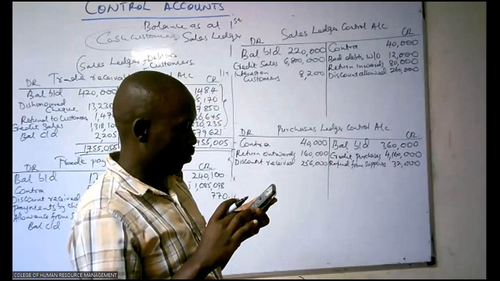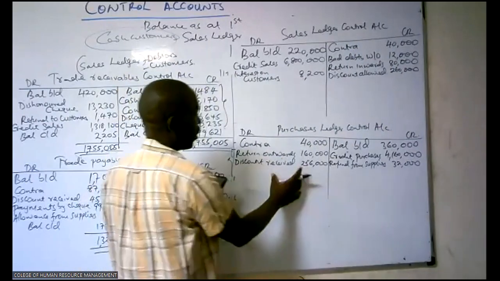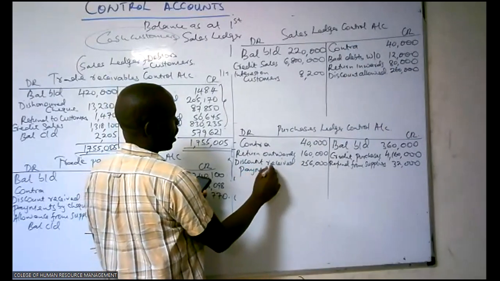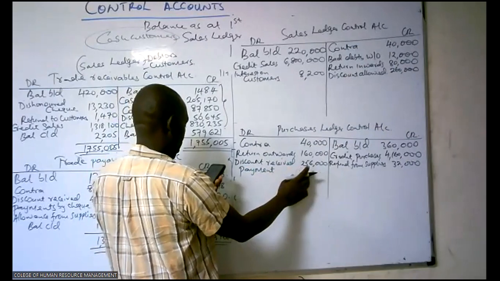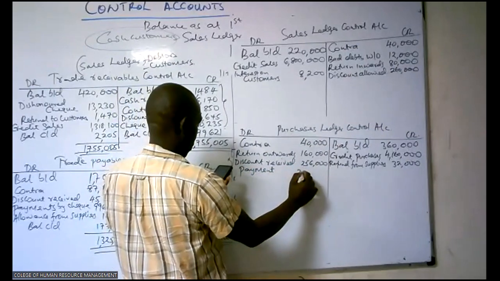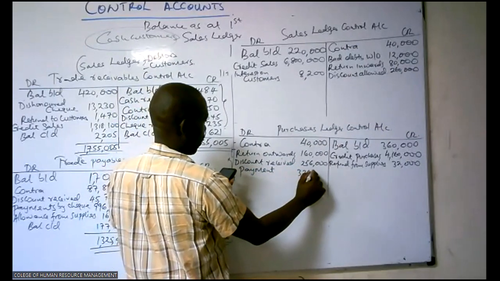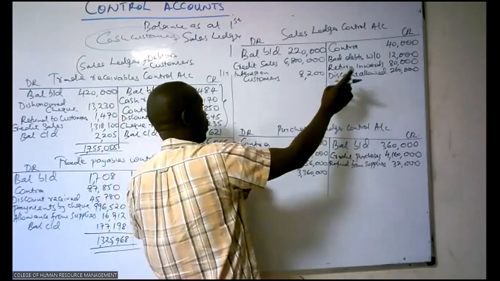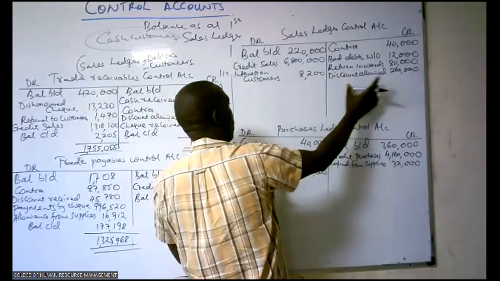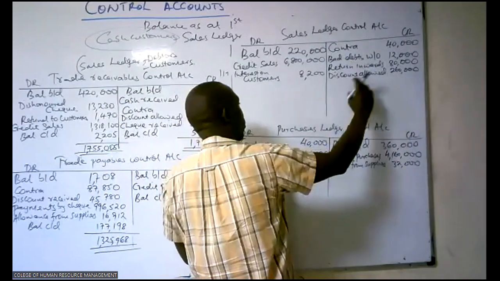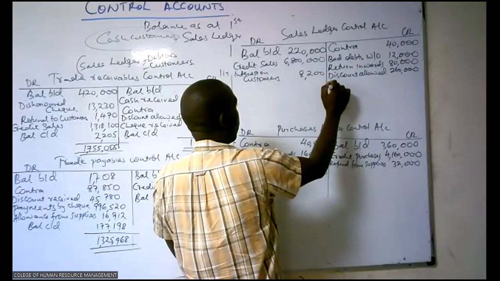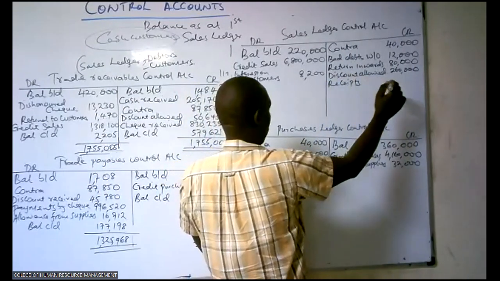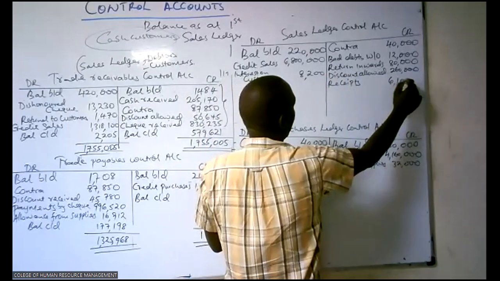Total payments to credit suppliers. When you pay them by check or by cash, it comes to this side. Any payment, whether by cash or by check, comes to this side. 3,360,000. Total receipts, cash received and checks received. Receipts, those are 6,100,000.